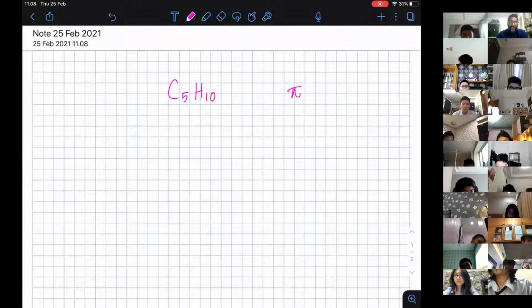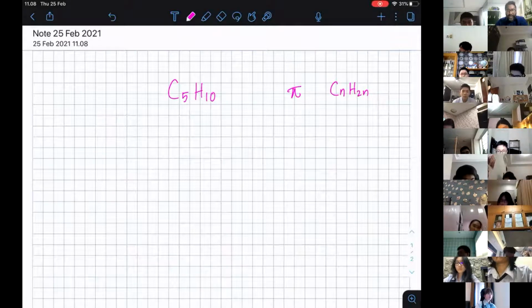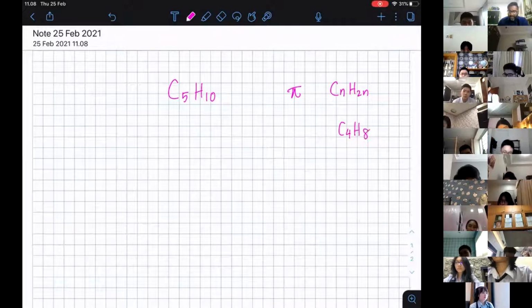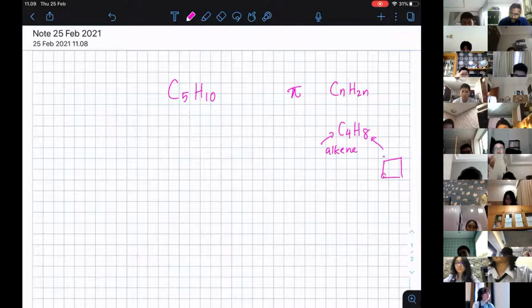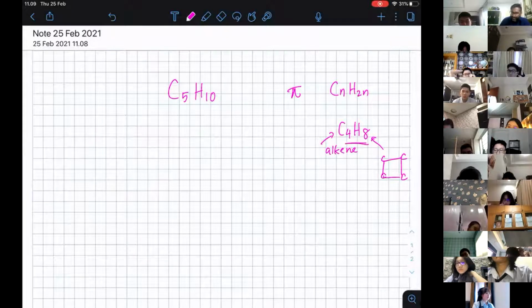Because I have taught you that whenever you have CnH2n, there are possibilities. If let's say I have C4H8, you can have an alkene, but there is another possibility, which is a cyclic compound. I hope you remember this. If I simply put the carbons in cyclic form and don't have any double bond, this is going to be another example which will follow this C4H8. So we need to be very careful.